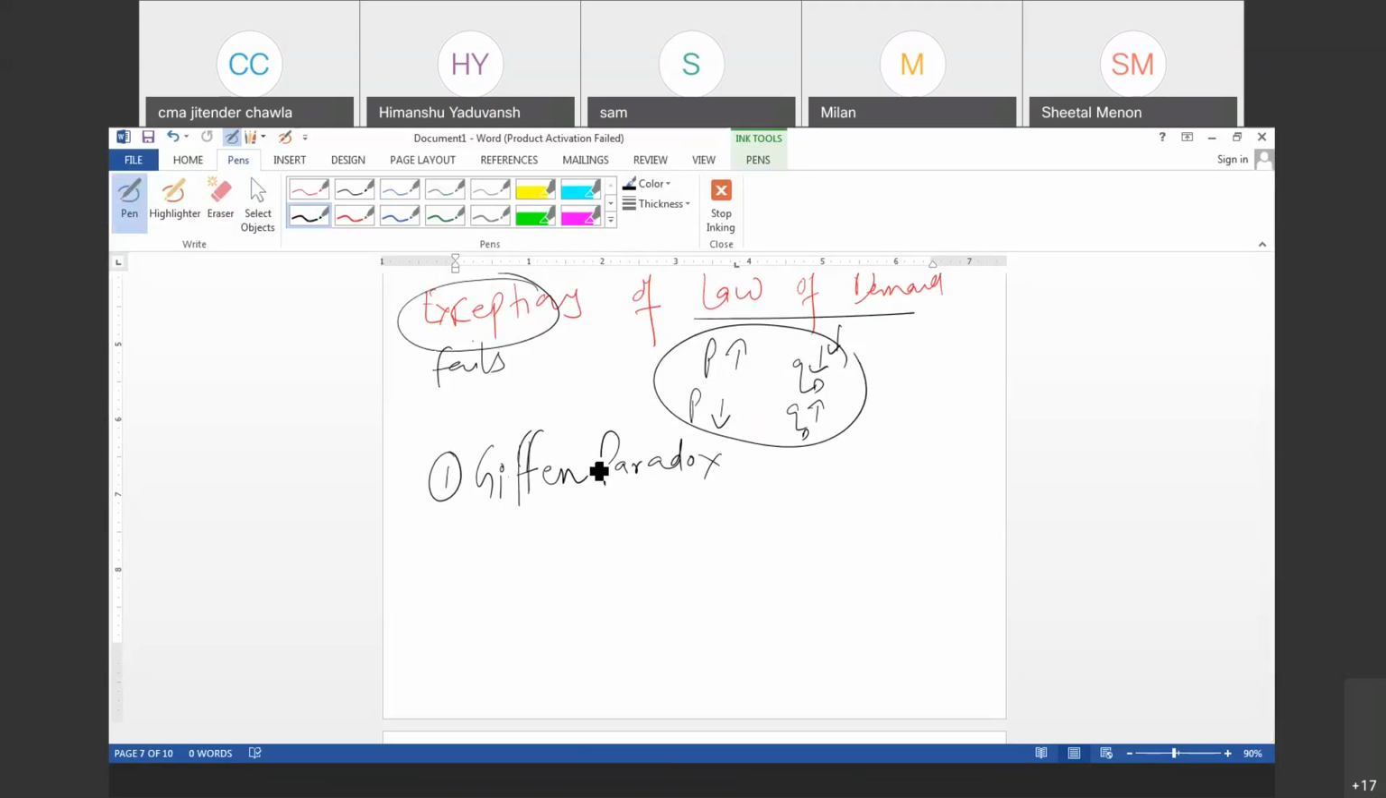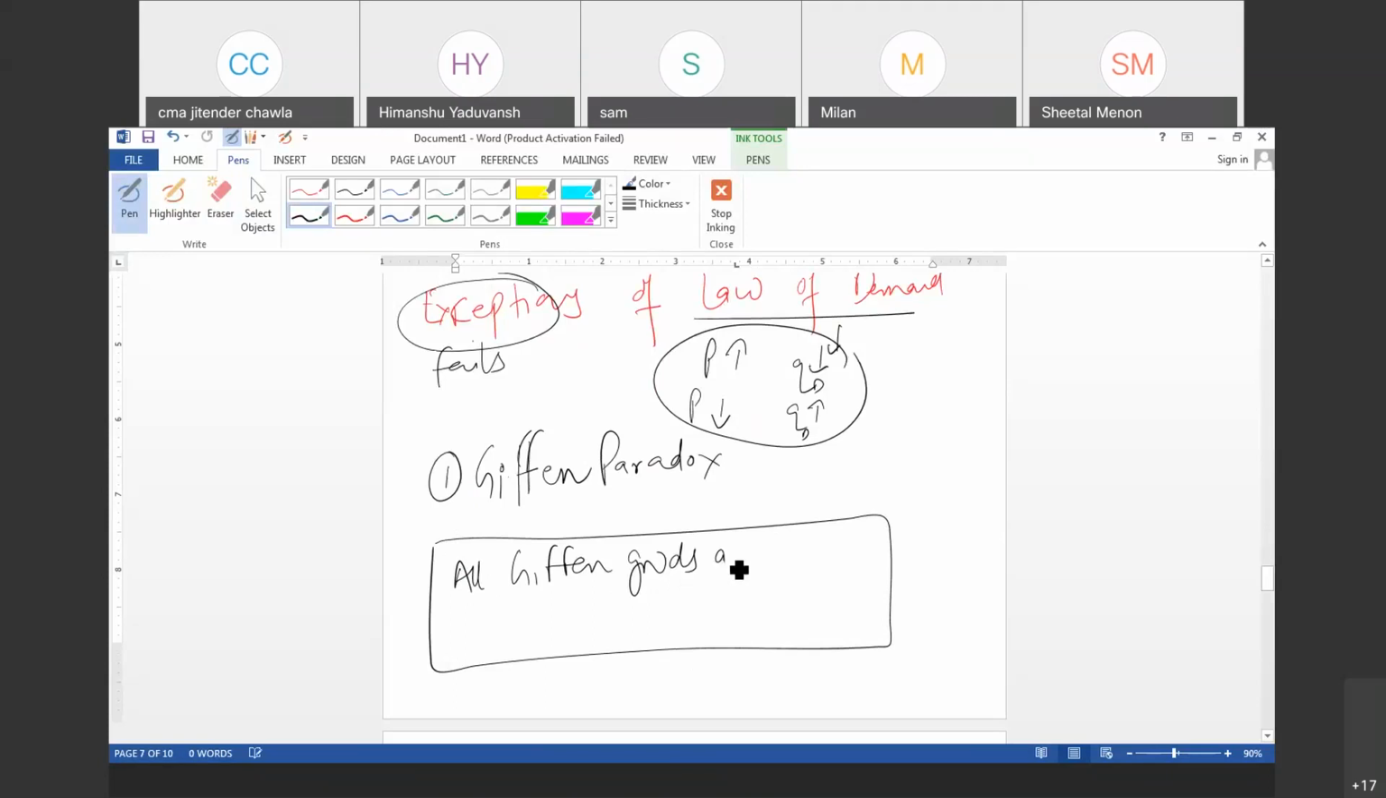Right. What do you mean by Giffen paradox? They are special type of inferior good. Himanshu, note one thing here: all Giffen goods are inferior, but all inferior goods are not Giffen. Himanshu, is it clear? Please reply. Okay, you noted. Thank you.